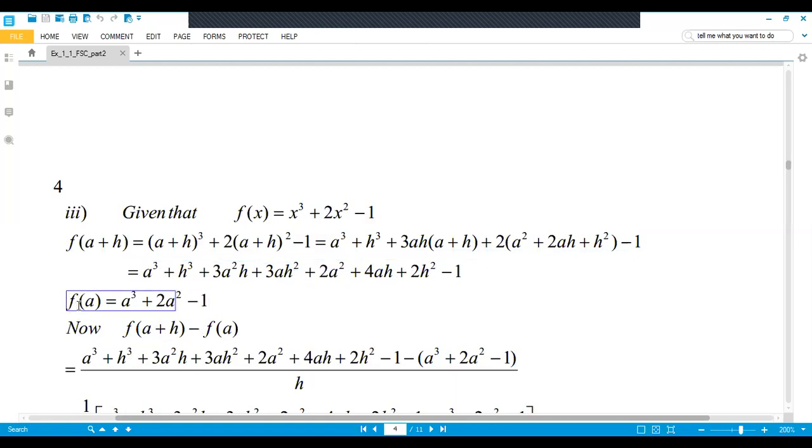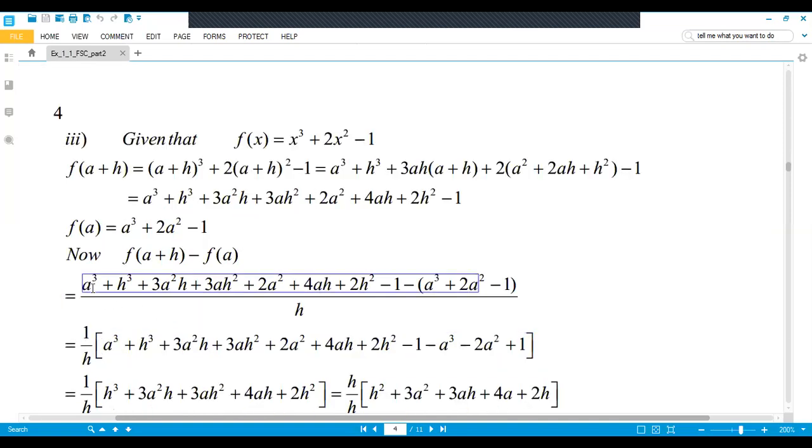Now we are going to find f of a. To find f of a, in place of x you have to put a in this question. Here you have x cube, so you put a cube. Then you have 2x square, so 2a square, and then minus 1. So f of a plus h minus f of a divided by h, you can find it like this.